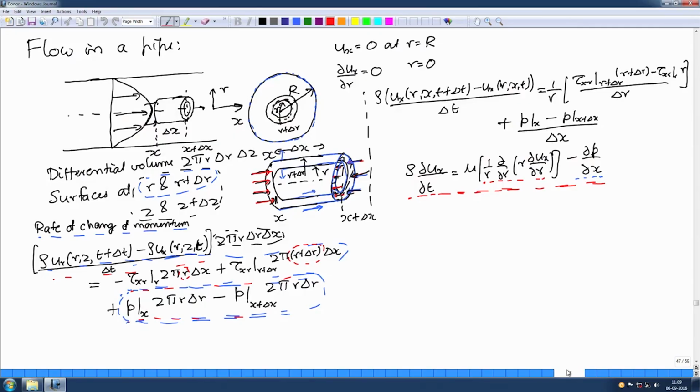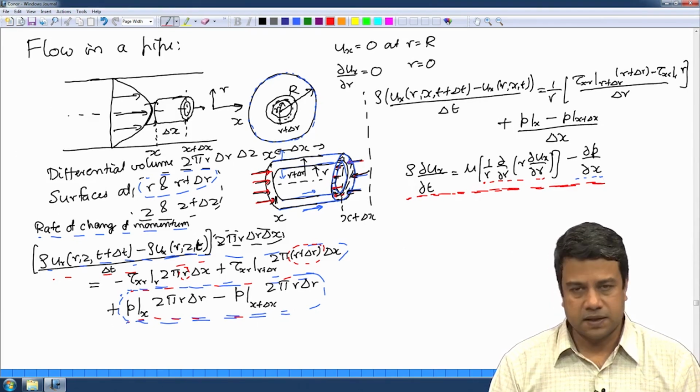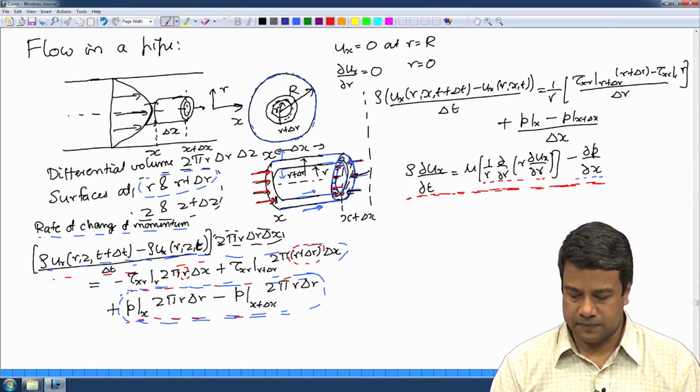We had looked in some detail at the flow in a pipe. We had obtained the balance equations for the flow in a pipe due to a pressure difference between the inlet and the outlet. And the momentum conservation equation for the x momentum had this form. The left side was the inertial term. The right side, the first term was the viscous term and the second was the pressure gradient.